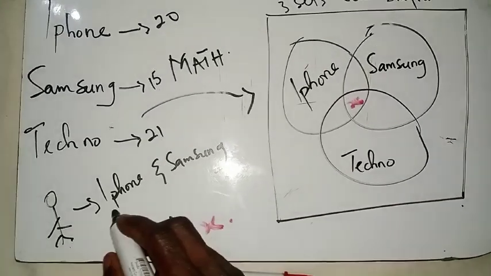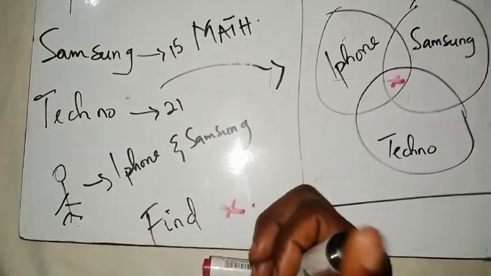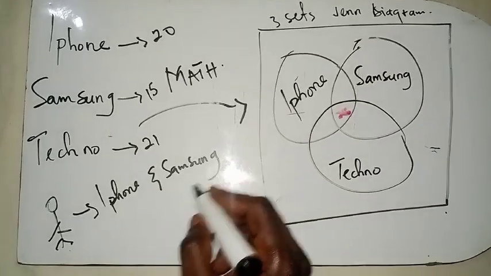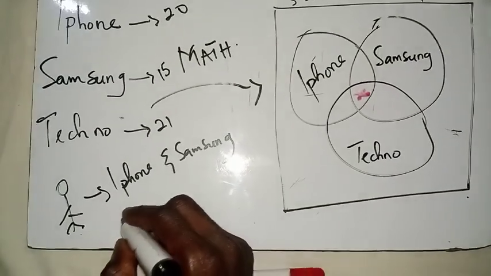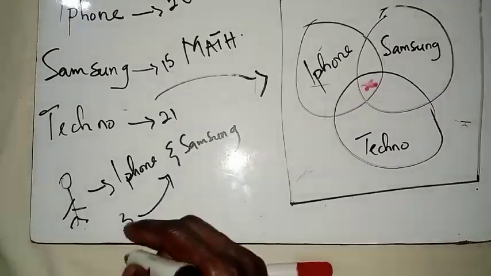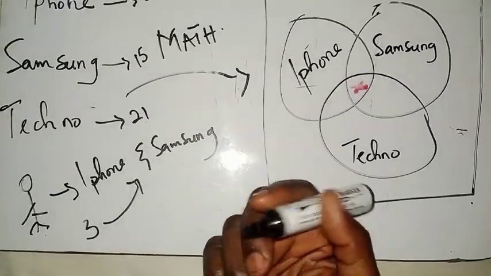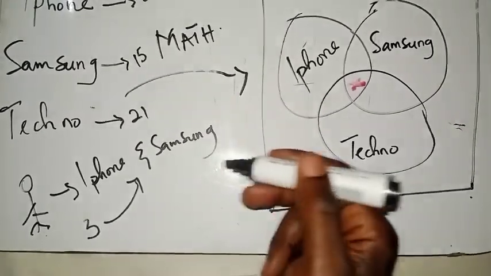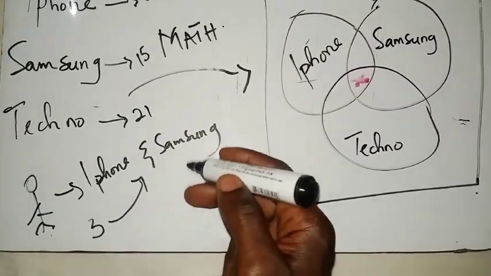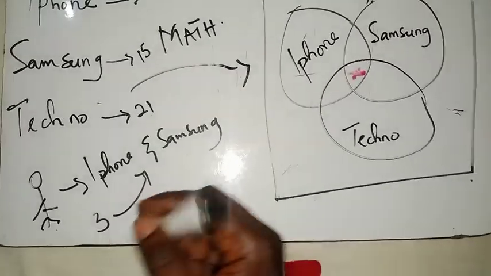Now, this guy here, that is a problem, right? This is just for one person. So what will happen if you have three people who want to have an iPhone and at the same time a Samsung for their own personal reasons? Maybe that person has enough money to buy the two products, or maybe for a special reason. Is that okay? All right, so that is for three.